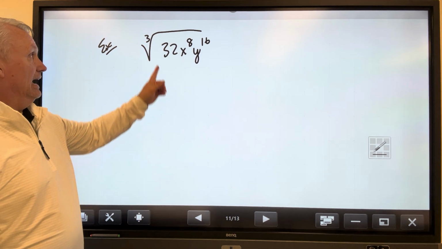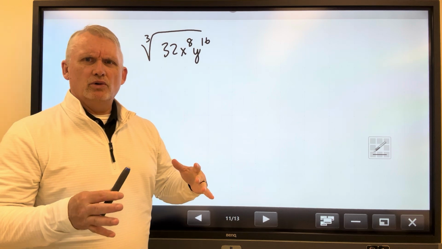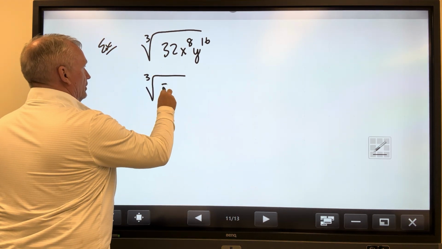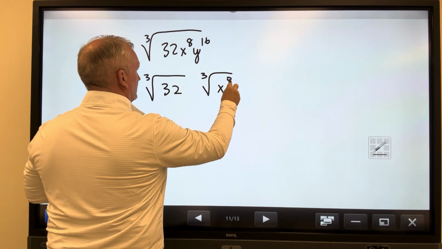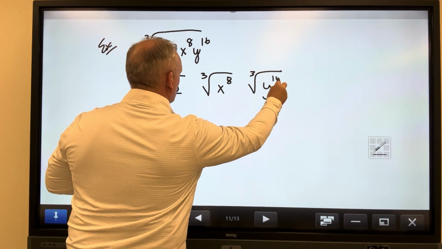Ooh, I got a cube root. Now this thing is going to get a little more difficult because now I'm going to split this up. The cube root of 32, cube root of x to the 8th, and the cube root of y to the 16th.